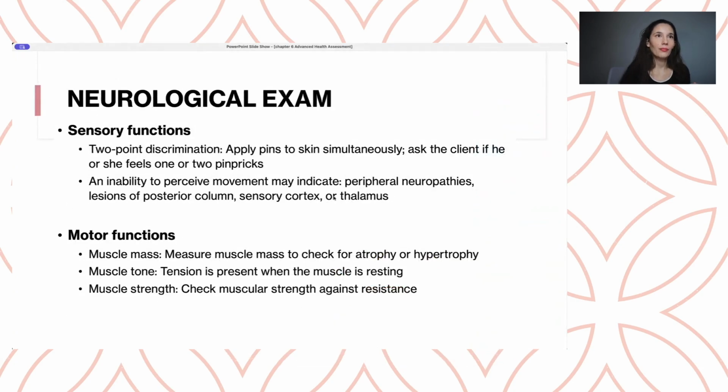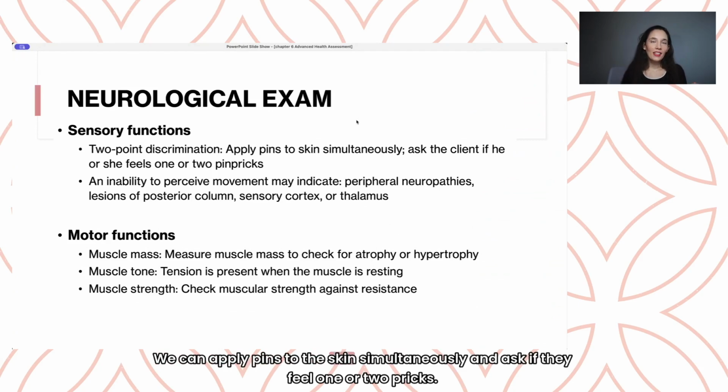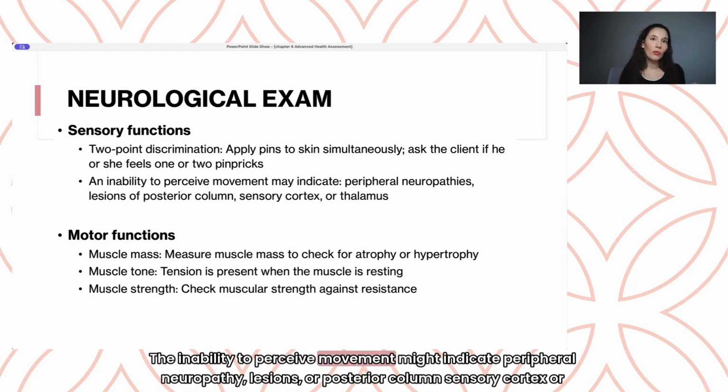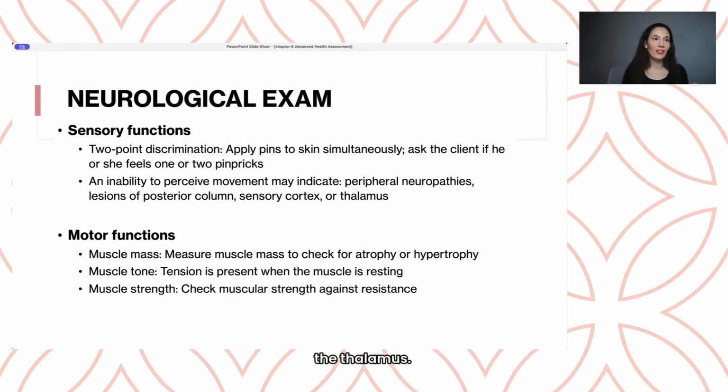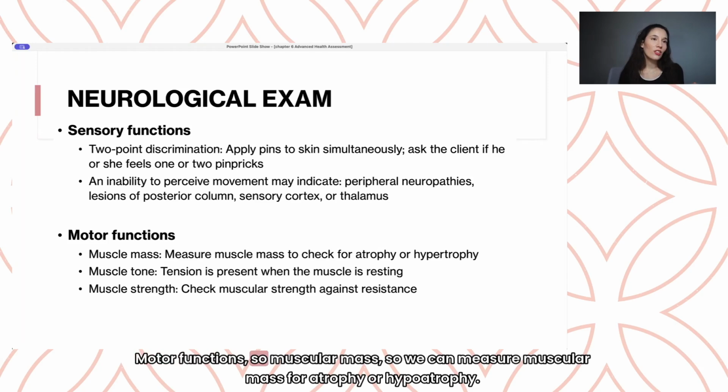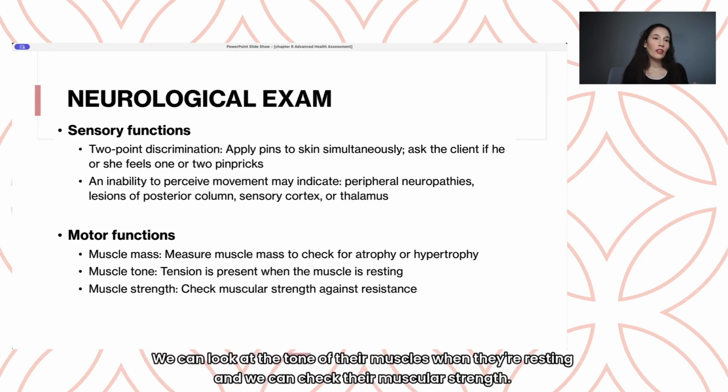Alrighty. So now sensory function. We can apply pins to the skin simultaneously and ask if they feel 1 or 2 pricks. The inability to perceive movement might indicate peripheral neuropathy, lesions, or posterior column, sensory cortex, or the thalamus. Motor function, so muscular mass. We can measure muscular mass for atrophy or hypertrophy. We can look at the tone of their muscles when they're resting, and we can check their muscular strength.